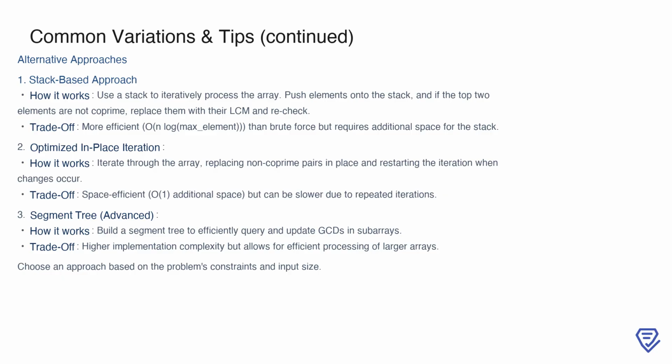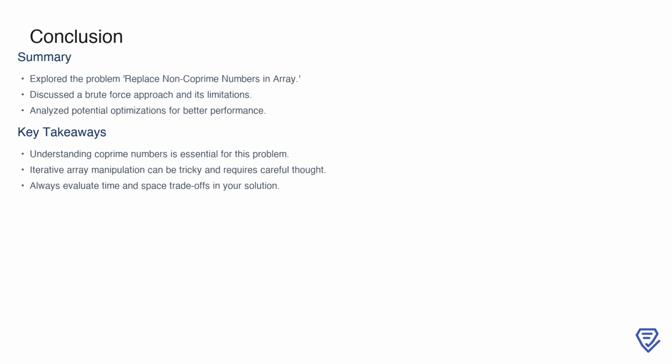Another option is optimized in-place iteration, where you replace non-coprime pairs directly in the array and restart the iteration whenever changes occur. This approach is more space efficient, using only O(1) additional space, but it can be slower due to repeated iterations. For advanced use cases, you might consider a segment tree. This allows you to efficiently query and update GCDs in subarrays, making it suitable for processing larger arrays. However, it comes with higher implementation complexity. The best approach depends on the specific problem constraints, so it's essential to weigh the trade-offs carefully before choosing a solution.